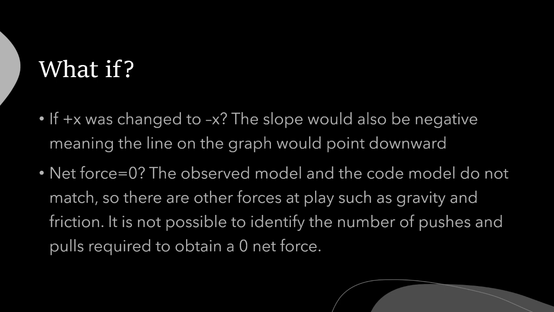Lastly, let's talk about the what-ifs. If the positive x, which is the position, was changed to negative x, what would happen? The slope would also be negative, meaning the line on the graph would point downward.